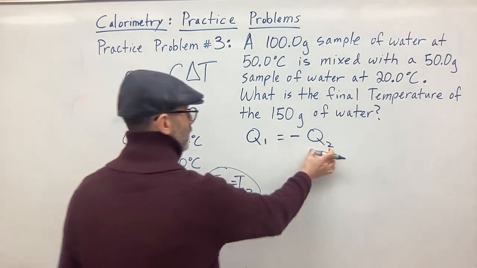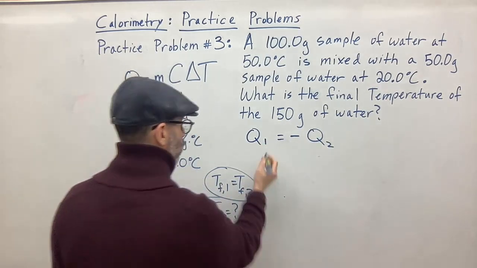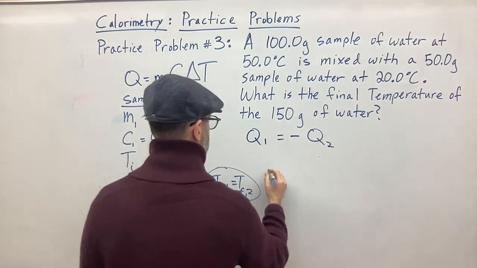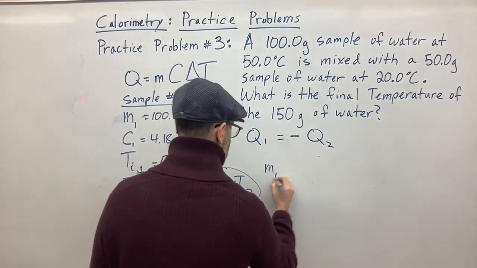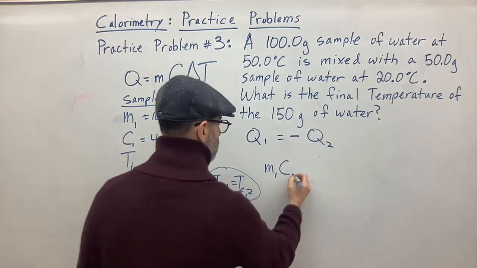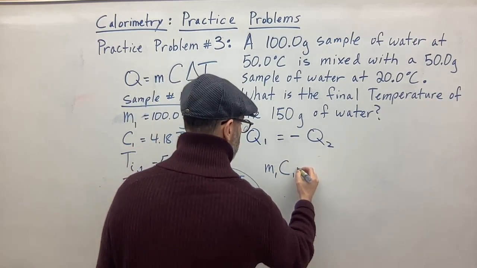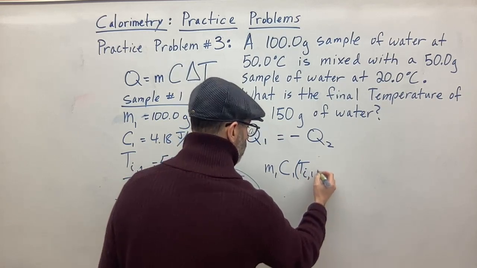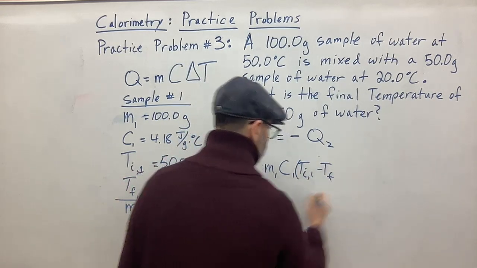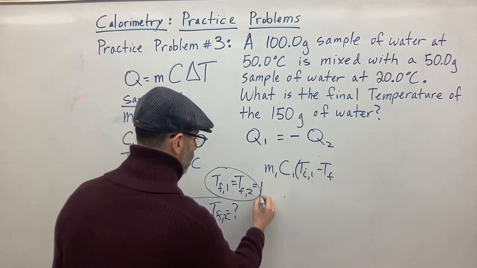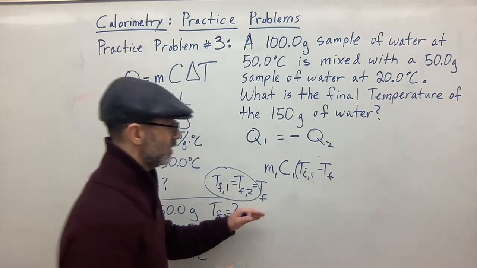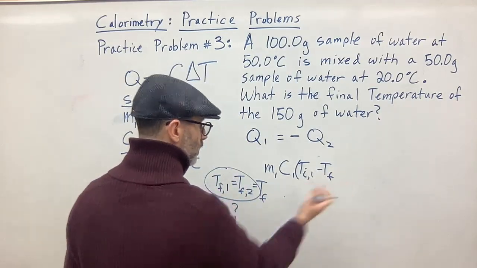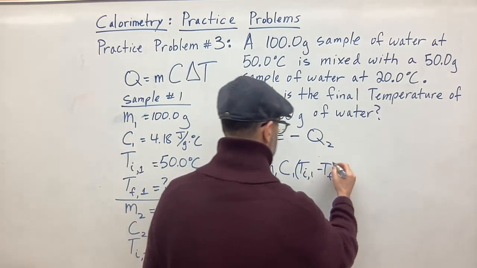So now we just put in our equations. So we're going to substitute this in for Q1. So here it's going to be the mass of sample 1 multiplied by the specific heat of sample 1 multiplied by the initial temperature of sample 1 minus the final temperature. So we're just going to call this T final because they're the same on both sides. So instead of T final 1, it's just the final temperature for both of them.